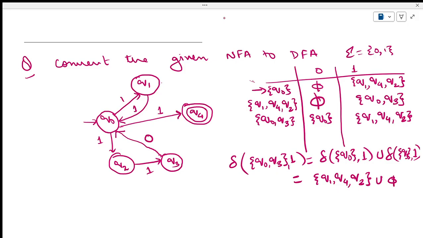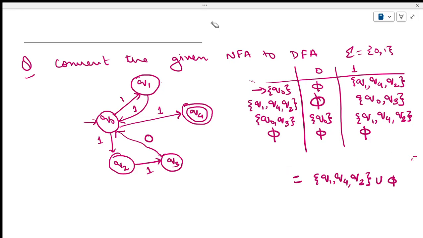In the earlier rows, we can see that Q0 has already been seen for both the symbols. Q1, Q4, Q2 is already seen for the symbols 0 and 1. We just have to put the value for phi. We know that phi on reading 0 is phi, phi on reading 1 is phi. So now the table is completed. We just have to make the diagram for this table.